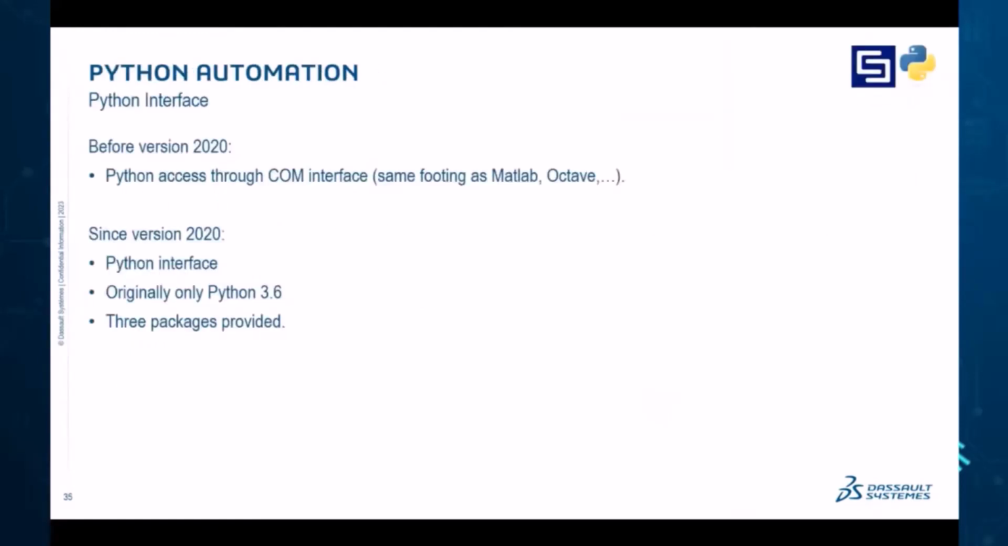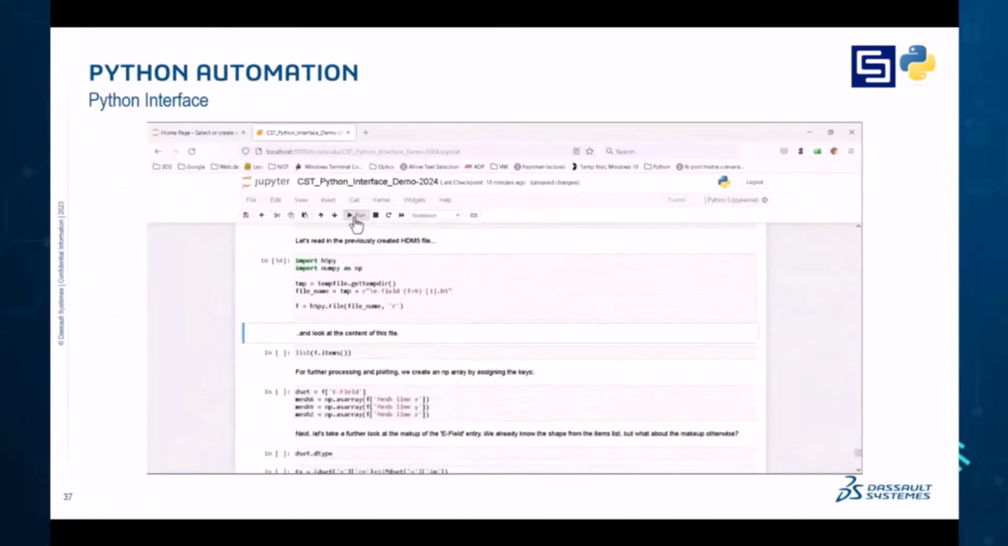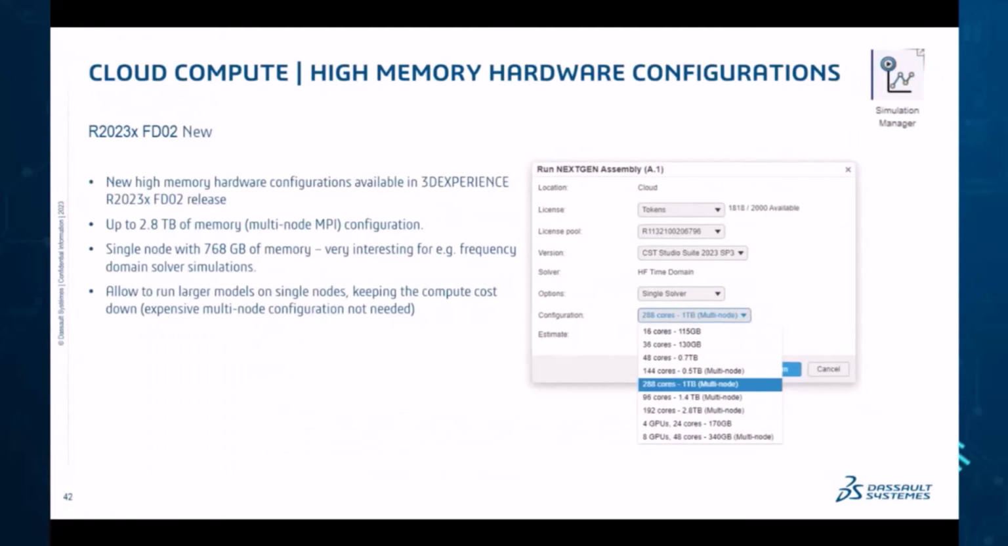This is another topic that we have actively been working on, and I'm quite involved as well in the Python integration automation there. For the ASCII export now, we can trigger it directly here from this notebook. So this makes it a lot easier, I would say, to work with the data, or even let your bigger models run on a multi-node MPI configuration with up to 2.8 terabytes of RAM.